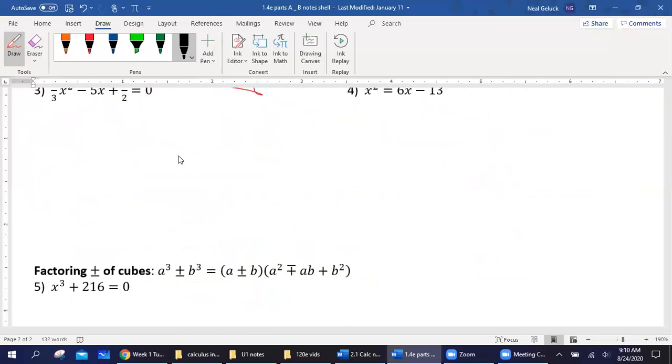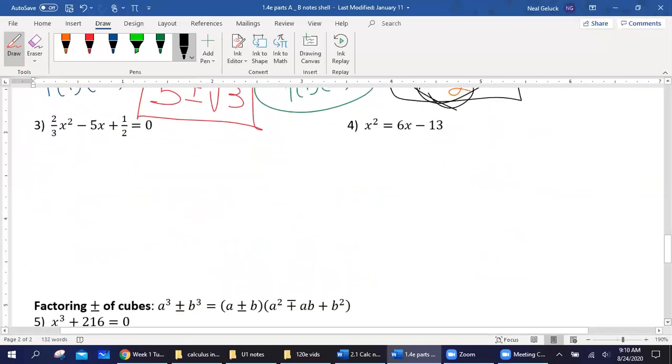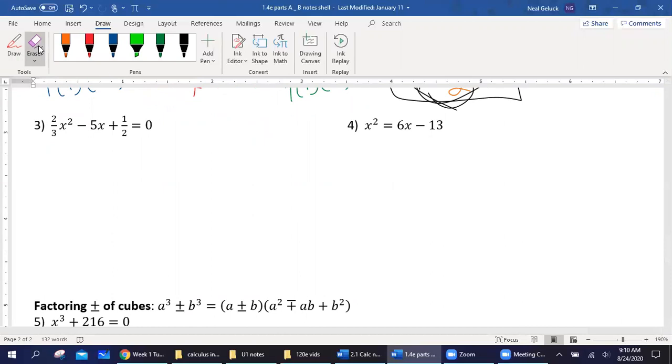On number 3, I've got some fractions on this, which makes it look a little nasty, but I can get rid of those fractions. A lot of times students don't like fractions, so what I'm going to do is multiply by the least common denominator to clear out the fractions. The least common multiple of 3 and 2 is 6. So I'm going to multiply everybody by a 6.